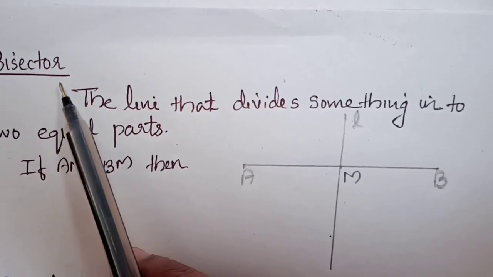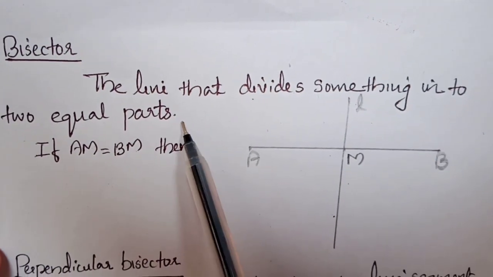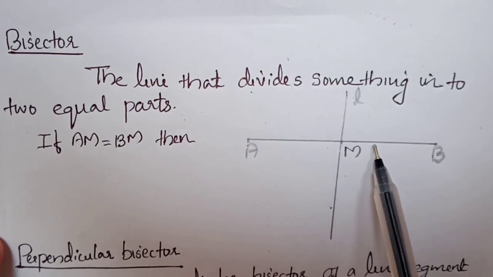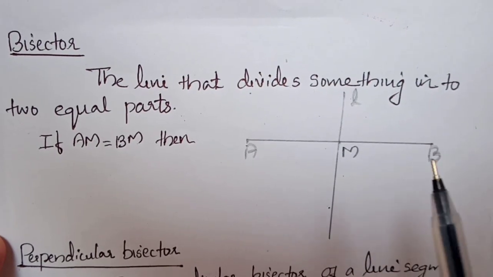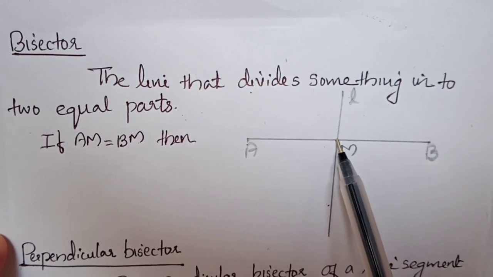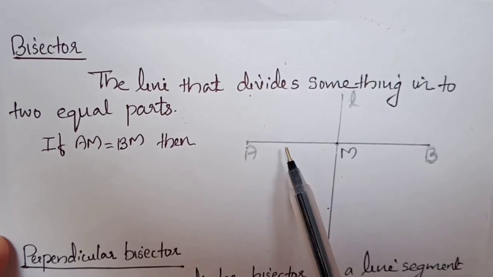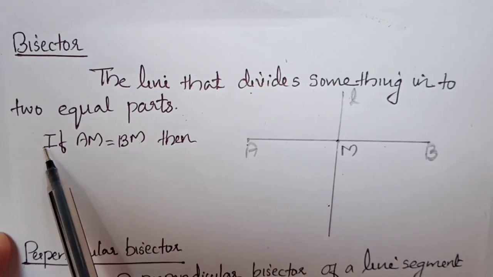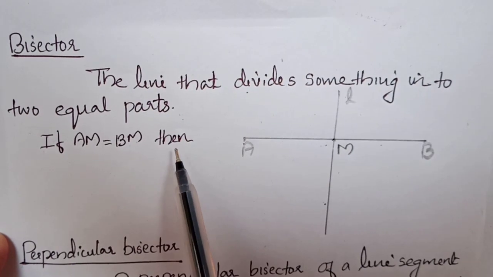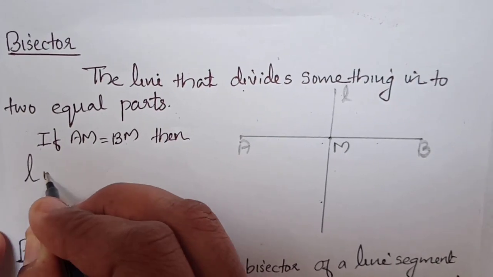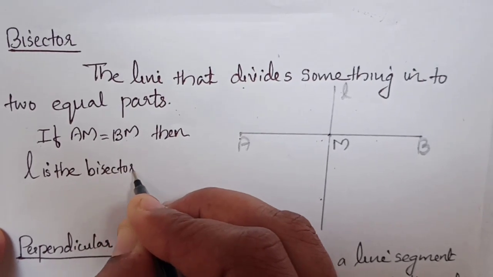First we will discuss bisector, the line that divides something into two equal parts. Consider a line segment AB. The line L is called the bisector of AB if M is the midpoint of AB, that is, the line L divides AB into two equal parts. If AM is equal to BM, then L is the bisector of AB.